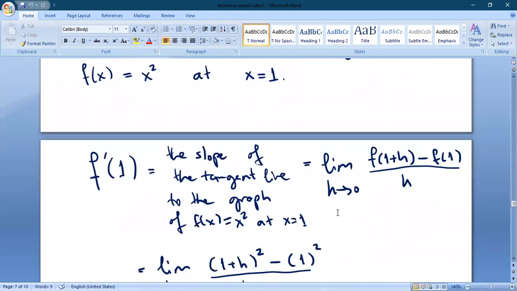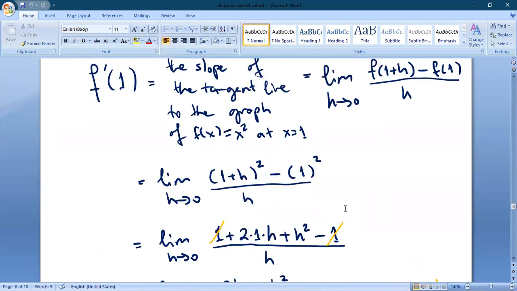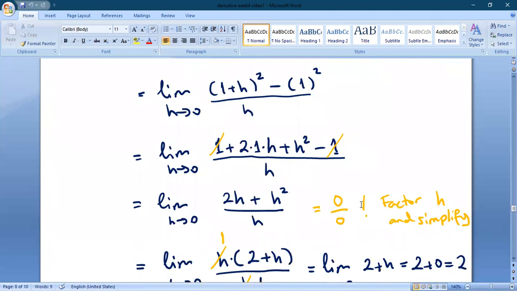Then f prime of 1 is actually the slope of the tangent line to the graph of x squared at x equals 1. And then that's equal to the limit definition here: the limit as h goes to 0 of (f(1 + h) - f(1)) over h. But f is the x squared function, so it takes the square of 1 plus h and of 1. And then when we place them into the limit expression here, opening (1 + h) squared as 1 squared plus 2 times 1 times h plus h squared, minus 1, over h, the 1 minus 1 simplifies, and then we have (2h + h squared) over h, and when h goes to 0, this is going to be 0 over 0.